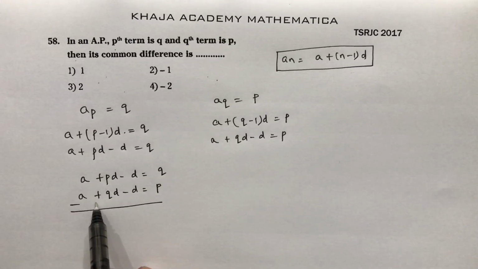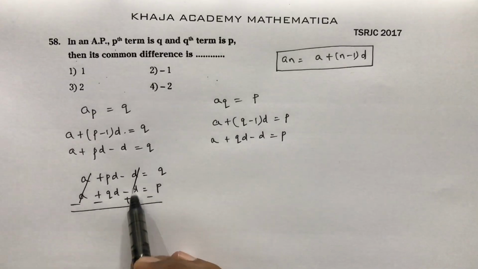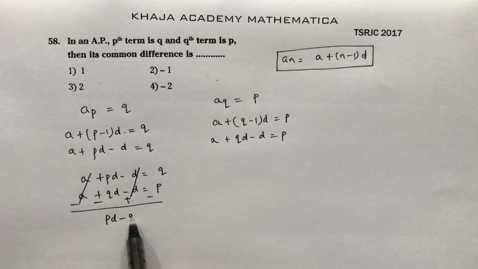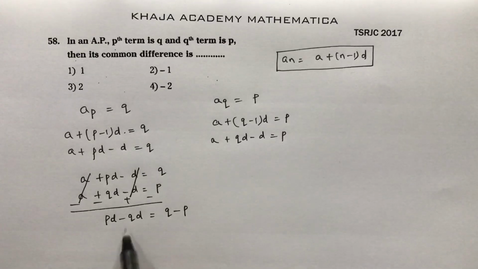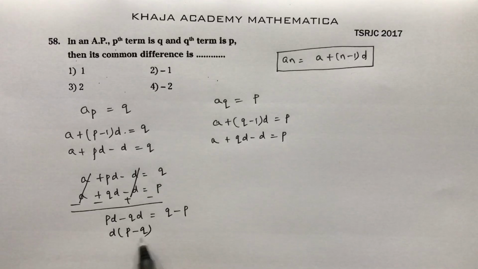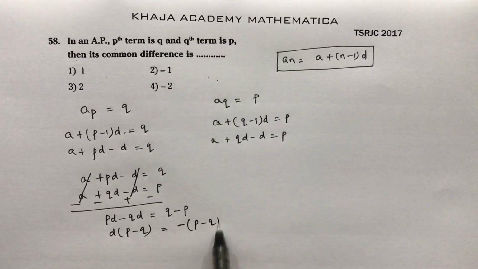If I eliminate, minus, minus, plus, minus: a minus a, d minus d plus d cancel. So pd minus qd equals q minus p. If we take d common, here you'll get p minus q. Q minus p, I can write as minus of p minus q.